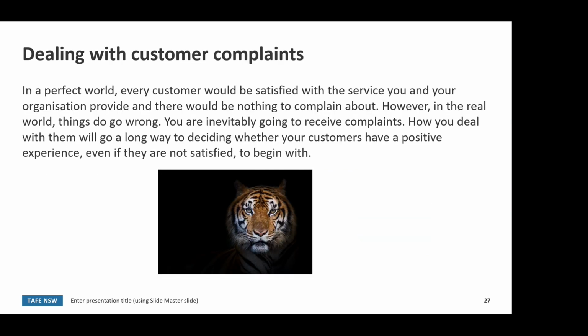So, what do we do about customer complaints? In a perfect world, everyone would be satisfied and there wouldn't be any complaints. But that world doesn't exist. And when you're in customer service, you're the one who often hears about what the problems are. Things do go wrong. That's reality. So you're inevitably going to be receiving complaints. So how you deal with them goes a long way. A customer can still leave happy and satisfied, even if they don't get what they came in for. There are ways to meet customer needs, even if what they asked for is different from what you end up providing.